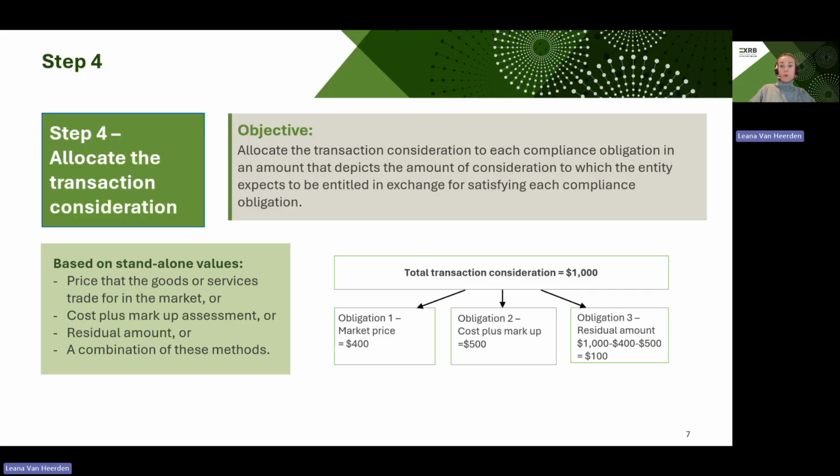The revenue ED requires this to be based on the standalone value of each promise, which can be determined in several ways and may include using a market price, a cost-plus markup approach, a residual method for whatever is left, or a combination of these methods. The diagram shows how a total consideration can be broken down and allocated to 3 obligations using different methods, with obligation 3 illustrating the residual amounts.